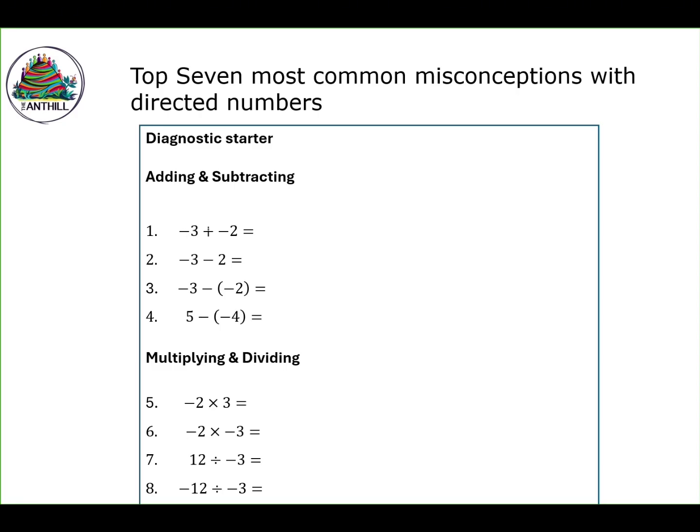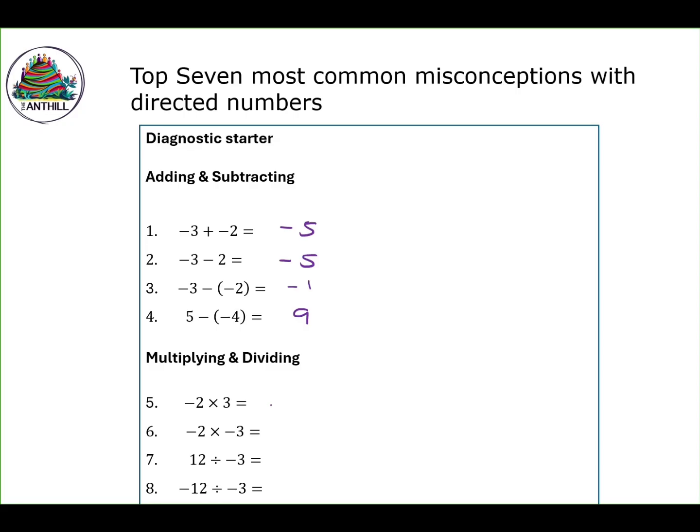First question is -3 add -2, so we're going to end up with -5. -2 take 2, we're going to end up with -5 as well. -3 take -2 means we're going to go in the reverse way, because the negative tells us the opposite of what the operator is doing. So that means we're going to end up with -1. And finally, 5 take -4. That's going to be 9.